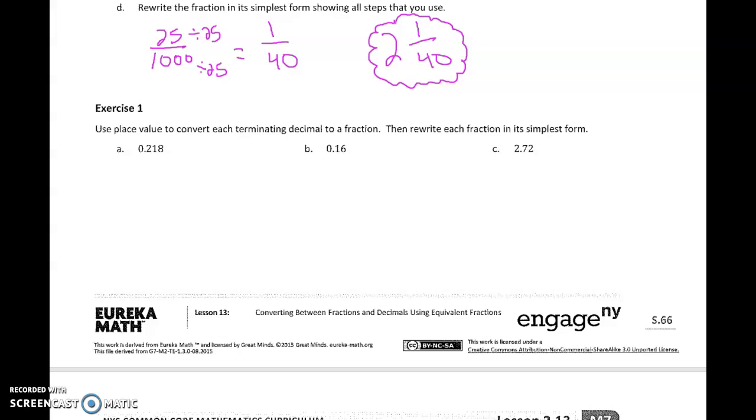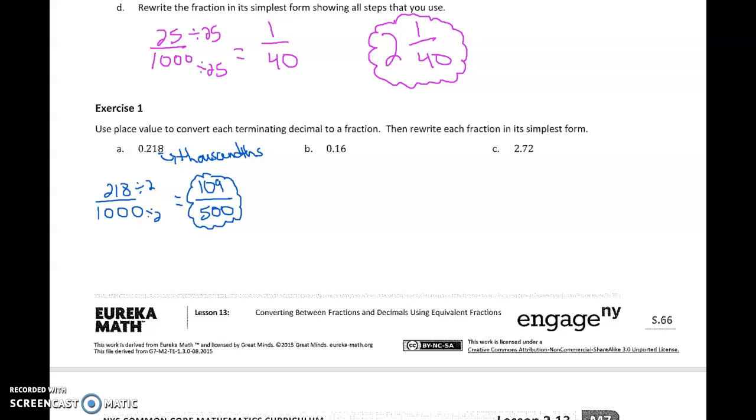So when we look at this right here, 0.218, no, that's not how we say it. We say tenths, hundredths, thousandths. So this is 218 thousandths. Now, I don't know what goes into both 218 and 1,000, but I do know that they're both even, and all even numbers can be divided by 2. So 218 divided by 2 is 109, 1,000 divided by 2 is 500. And I'll just tell you, there are no factors that go into both 109 and 500.